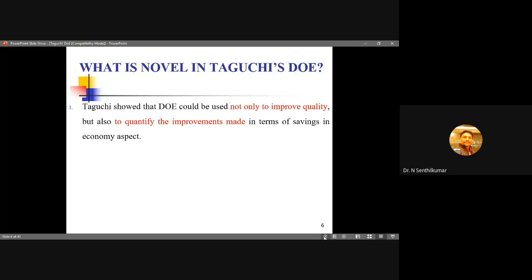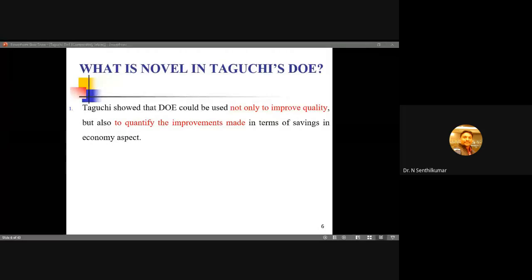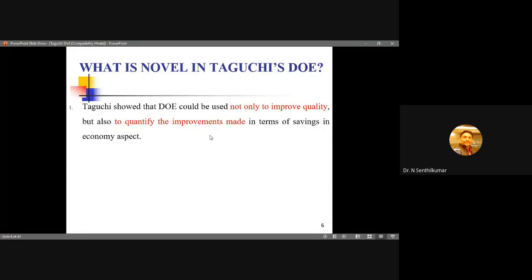Then what is novel in Taguchi's DOE? So far we have seen what is meant by Taguchi and what the need for Taguchi design is. Now we are going to see what is novel in Taguchi's DOE. As we all know, Taguchi has included the quality principles in the DOE. Apart from including the quality, he also quantifies the improvements made.